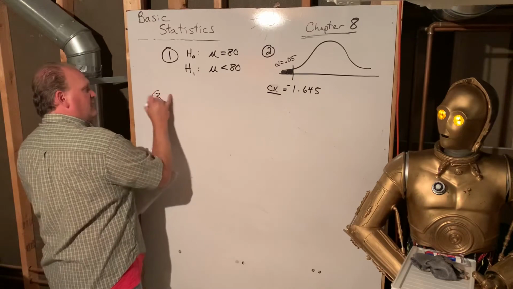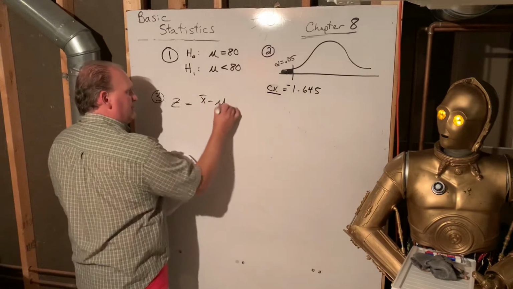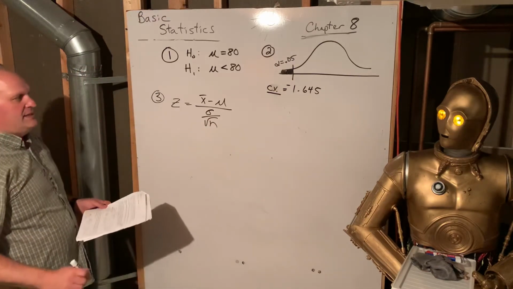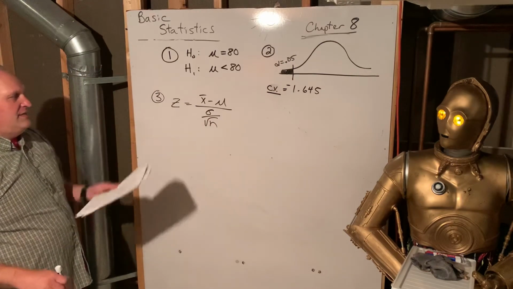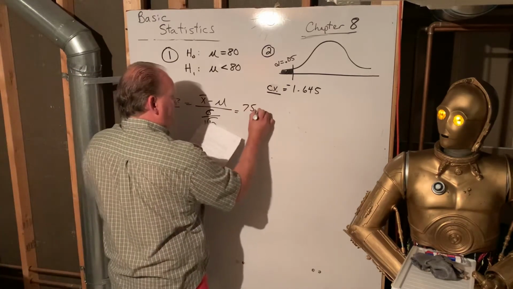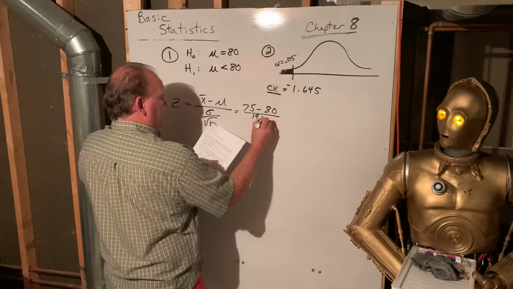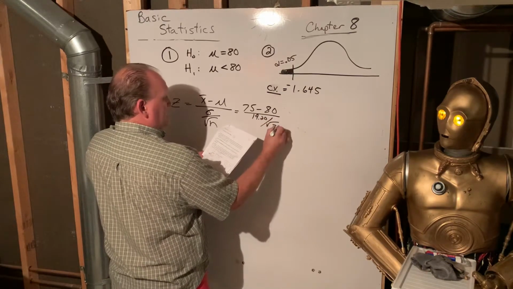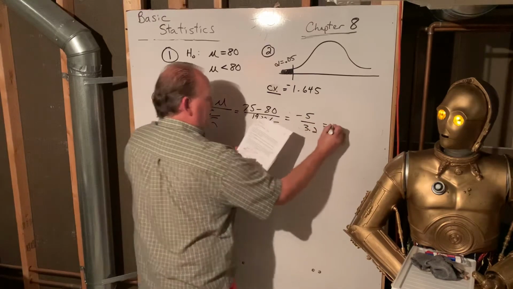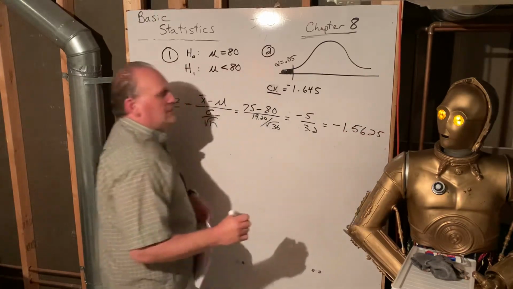All right, let's take a look at 3. You actually find your test statistic. In this case, it's x bar minus the population mean, divided by the standard deviation divided by the square root of n. So that's 75 minus 80 over $19.20 divided by the square root of 36. That is negative 5 over 3.2. That is negative 1.5625.